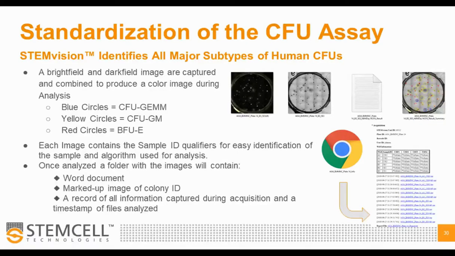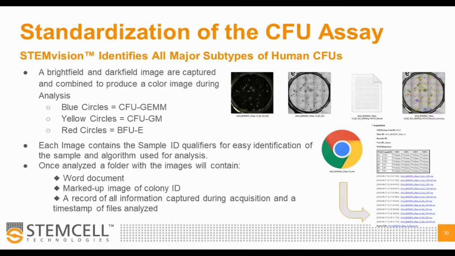It gives you these images. As I mentioned, you first take images with the STEMVision, and then after analysis, you get a data sheet that gives you the numbers as well as a marked up image that you can review. And every one of these has a sample ID qualifier for easy identification of what the sample was. And that really depends on what, of course, you put in.